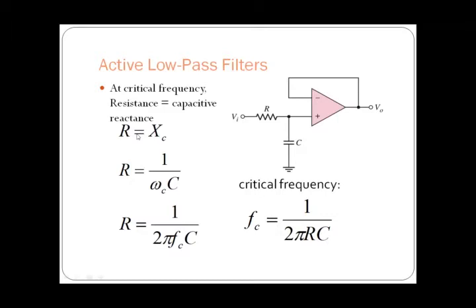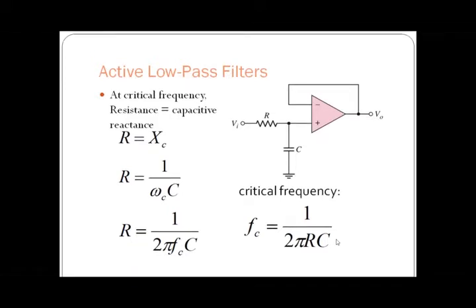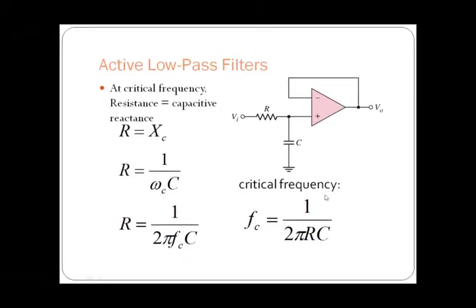Similarly, as we have discussed in the high pass network, here also we are going to consider that the resistance is equal to the reactance of the capacitor, and finally we are going to obtain the critical frequency, which is equal to 1 by 2 pi RC. So FC is equal to 1 by 2 pi RC.